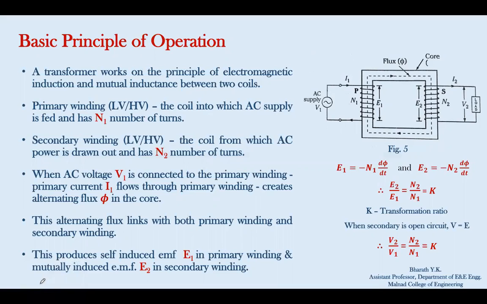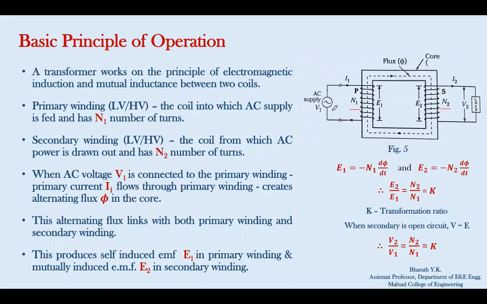With respect to the basic principle of operation, a transformer works on the principle of Faraday's laws of electromagnetic induction and mutual inductance between two coils. The primary winding of the transformer can be an LV winding or a HV winding and has N1 number of turns and is connected to the AC supply. Similarly, the secondary winding has N2 number of turns and is connected to the load.